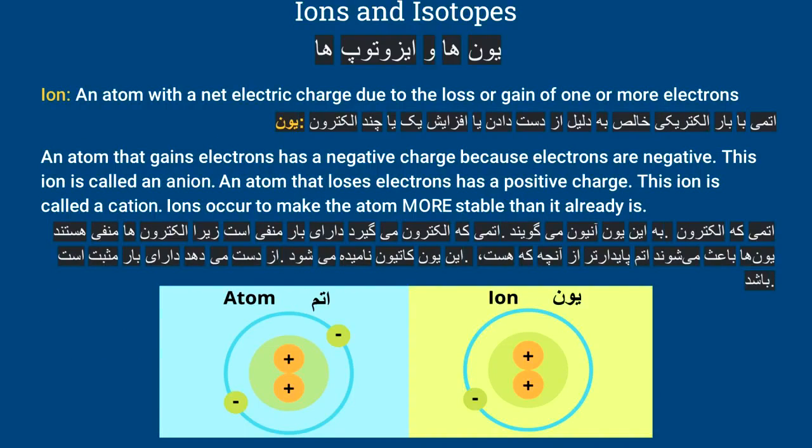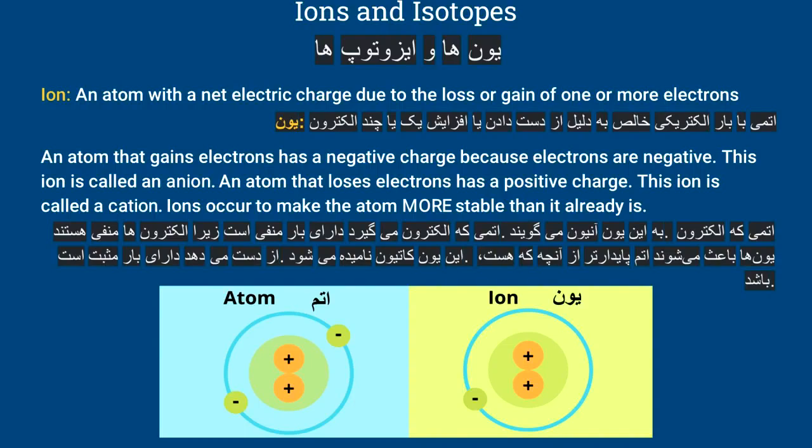An ion is an atom with a net electron change due to the loss or gain of one or more electrons. This changes the charge of the atom. Atoms naturally have no charge because there are the same number of electrons and protons.